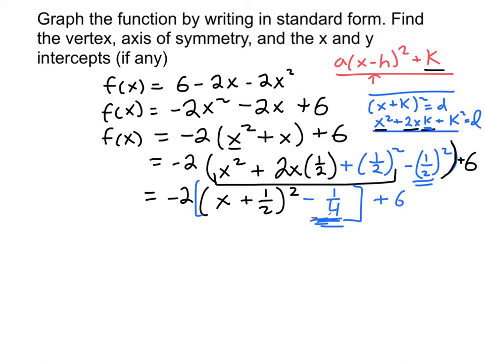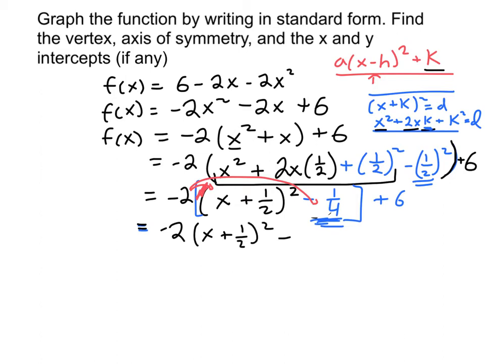Okay, now I'm going to bring that 1/4 outside of the parentheses. So to do that, I'm going to have negative 2. So I'm going to distribute the negative 2 basically. So I'm going to distribute it in here. So, well, it's going to be on the outside here, and then multiply it here. So I'll have negative 2 times x plus 1/2 squared.